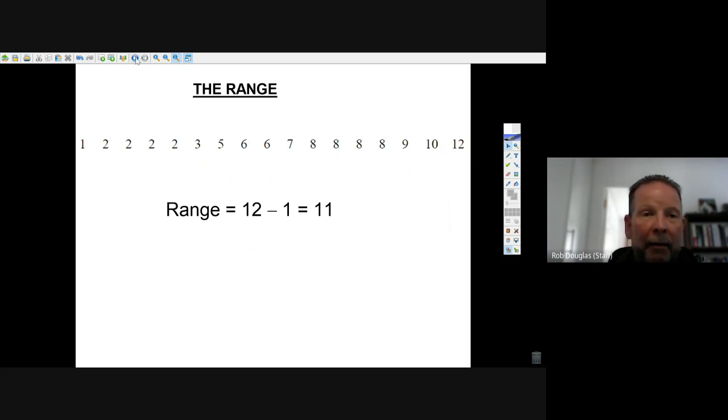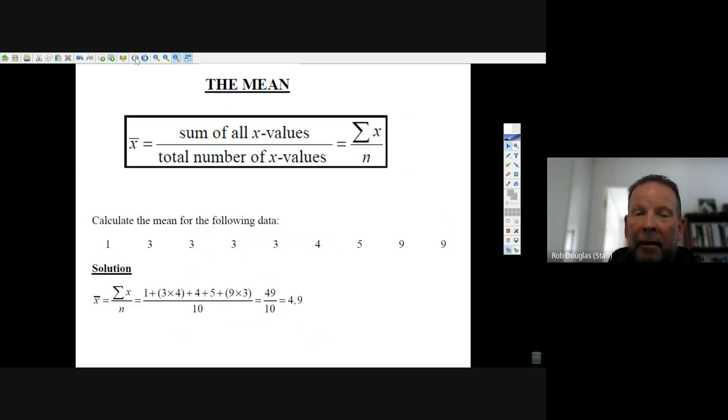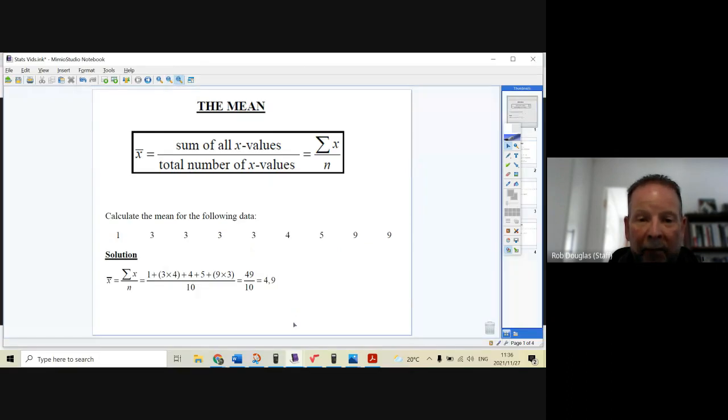Well, there we have it. The range, the mode, the median, and the mean. And those are your basic statistics, things you need to know, or concepts you need to know before you start for sure. Okay, well, that's that.